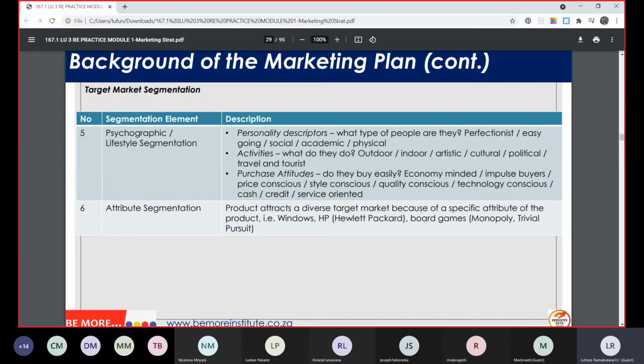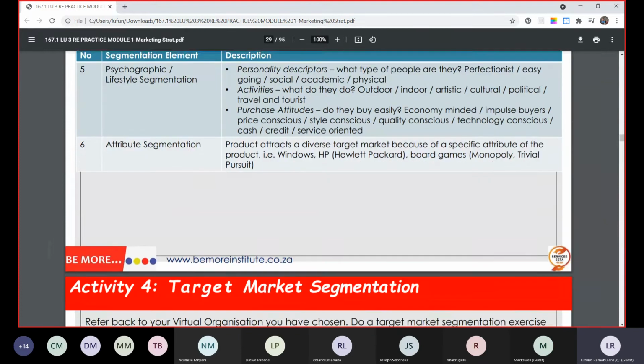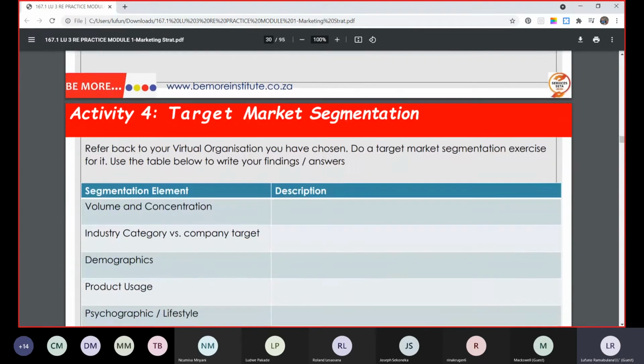Purchase attitudes: do they buy easily? Economy-minded, impulse buyers? Are they price conscious? Style conscious? Quality conscious? Technology conscious? Cash or credit? Service oriented? Are you looking at cash buyers? Are you looking at somebody who can afford the bond? Do they look at the type of economy that we are in, like right now, COVID? Is it people who are sensitive to that? So you need to be very clear. Then you can easily segment your target market.